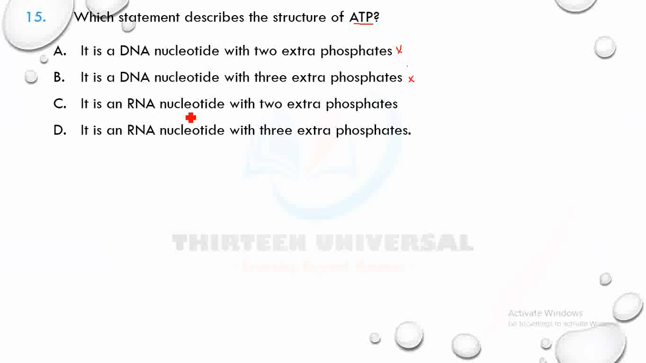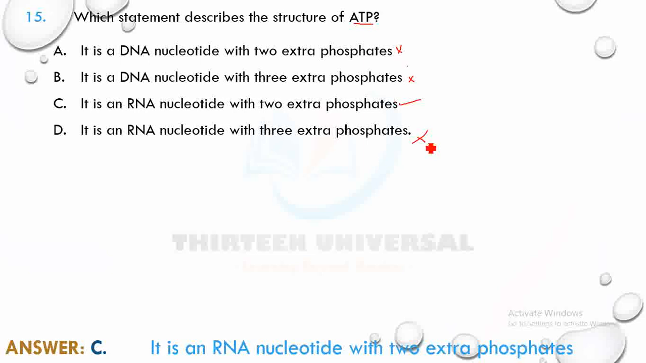So it's an RNA nucleotide with 2 extra. Yeah, it has 2 extra. So that's why instead of 1 phosphate group, it has 2 extra, making it triphosphate. So this says it's an RNA nucleotide with 3. No, it doesn't have 3 extra. Okay, so it has 2 extra, and that is why C is the answer.